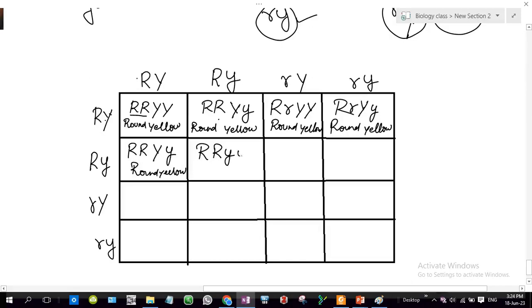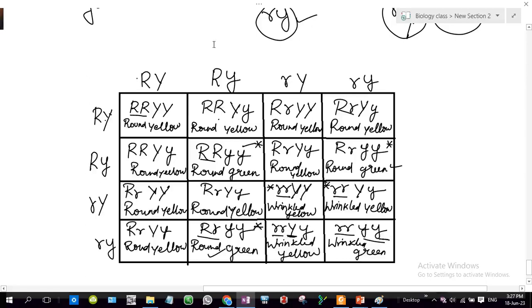Capital R, small y, small y. Okay, R means round is written, and if it is going to be small y, which codes for green color, round green. Okay, mark this. This is one hybrid. Next, capital R, small r, capital Y and small y, round yellow. Next, capital R, small r, small y, small y. Once again, round green. Okay, right. Now you have solved the Punnett square.